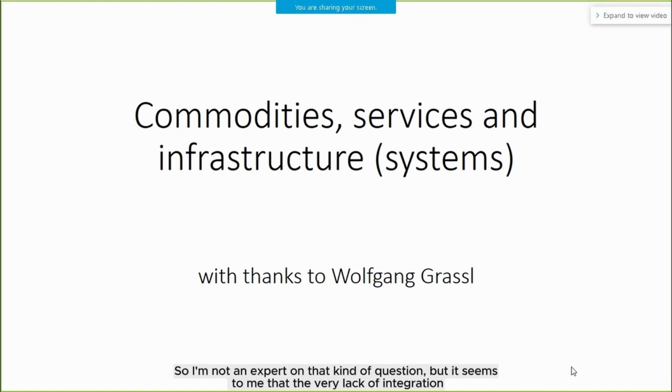So I'm not an expert on that kind of question, but it seems to me that the very lack of integration in that context is relevant to the system. So if they were integrated, that would mean that they were being nice to each other. And the whole point is that they're not being nice to each other. That's part of the system. This is not an engineered system. Each individual army would be an engineered artifact, something like an engineered social artifact. The war itself is a natural system. But because they are fighting each other, that means they are causally integrated.